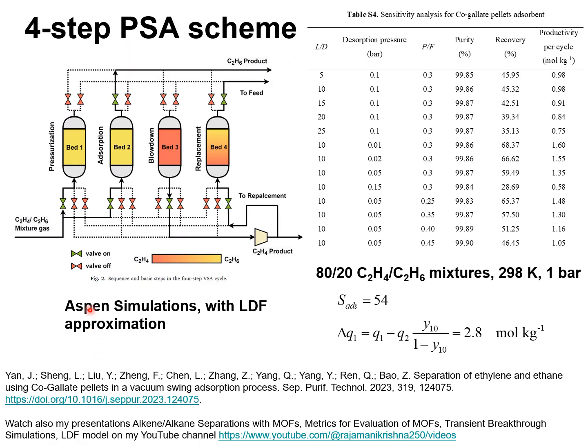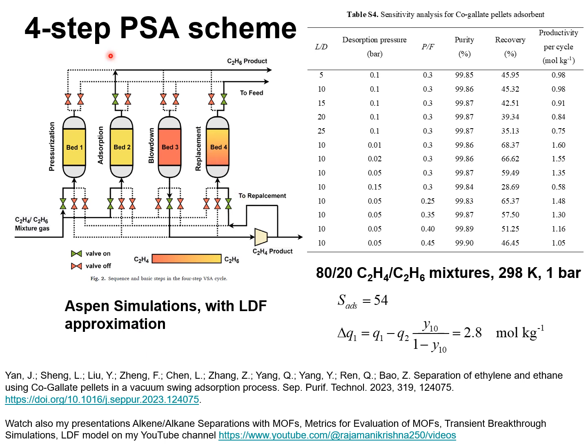Rather than use the 5-step PSA scheme shown in the previous slide, the authors of this paper, published in Separation and Purification Technology, use a slightly simplified PSA scheme consisting of pressurization, the adsorption cycle, co-current rinse, and countercurrent vacuum blowdown. In other words, the co-current blowdown step is avoided in the simplified process scheme.